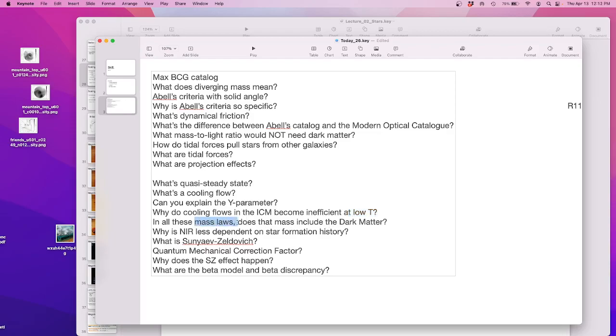In these mass scaling laws, does the mass include the dark matter? Yes, this is important. It's the dynamical mass, not the luminous mass. So there's two masses that you need to think about. There's the dynamical mass, which includes the dark matter, and the luminous mass, which doesn't.